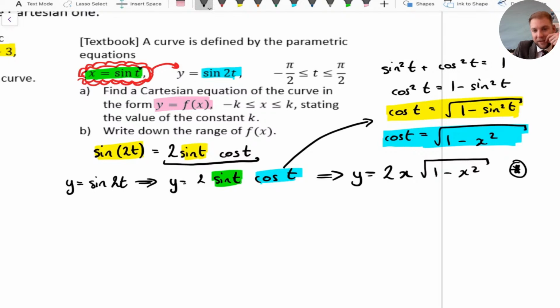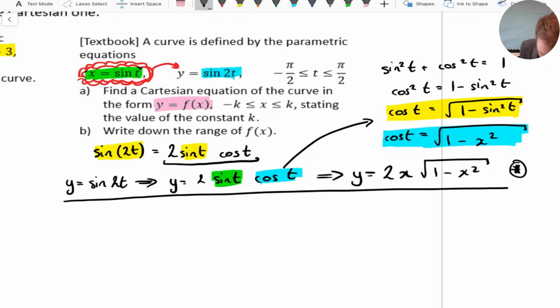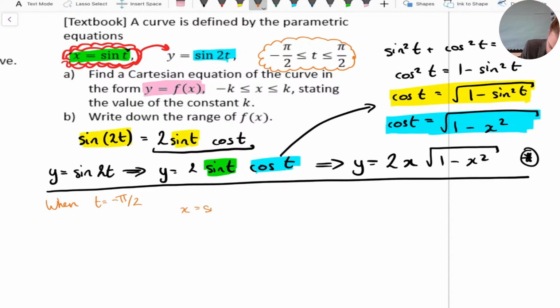Now I haven't actually finished yet because they're asking for the domain of this. Okay, now our domain is when we've got our x values and the values which x can take. So let's substitute in now our limits of t to see what we've got. So when t is equal to minus pi over 2, x is equal to sine of minus pi over 2.